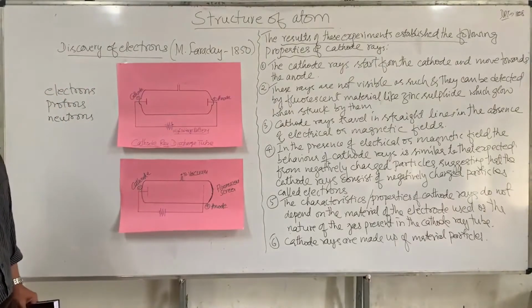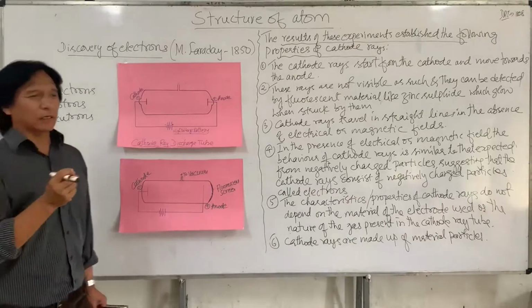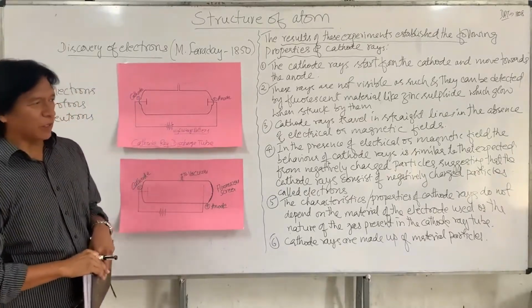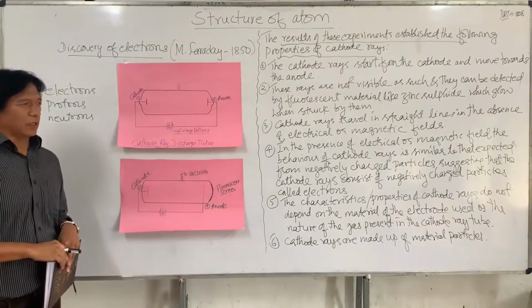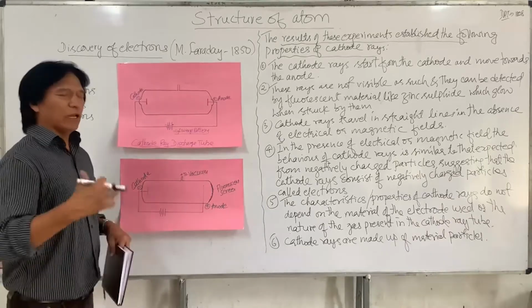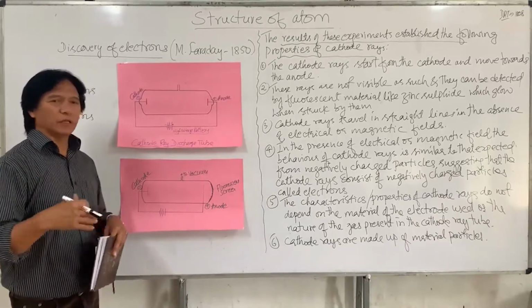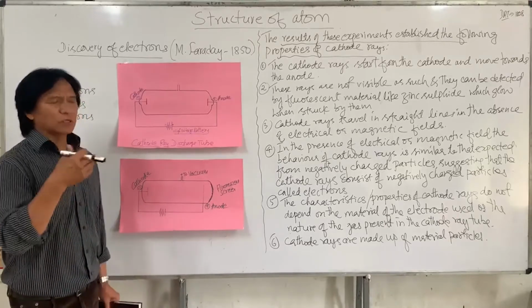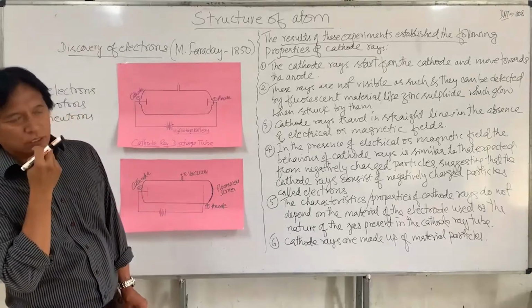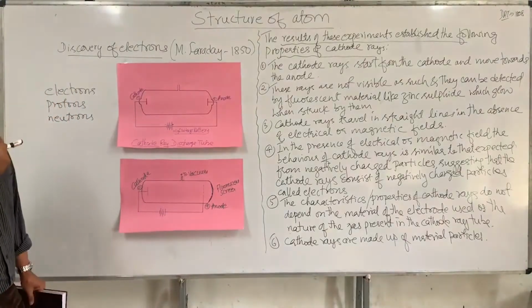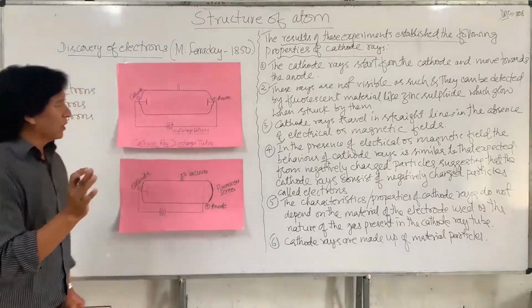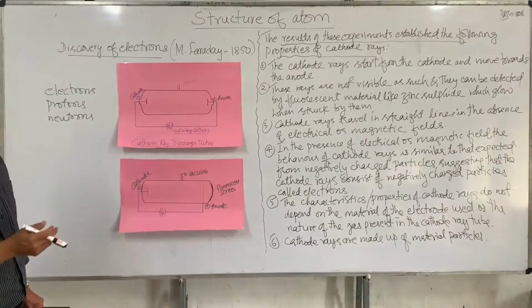So that's what we're going to learn about in today's lesson. We know that there is a rich diversity of chemical behavior in the atoms of different elements. Different elements have different chemical behavior, and all that is because of the differences in the internal structure of their atoms. So to begin with, we're going to start with the discovery of electrons first.